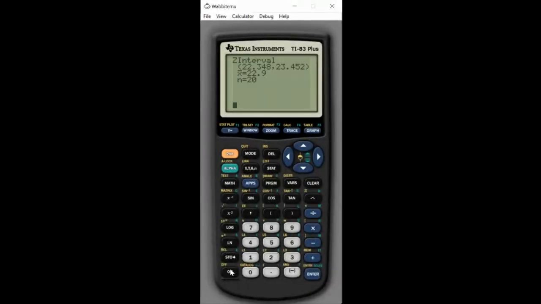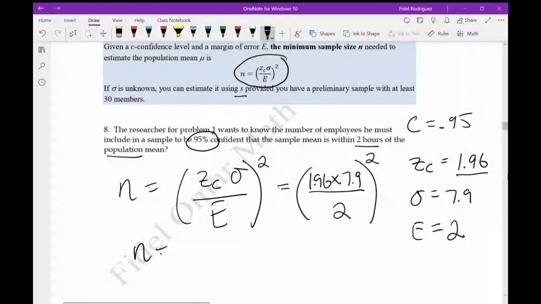Okay, so on my calculator, let me turn it on, let me clear this. So I'm going to go parentheses, because that's what I have, 1.96 times 7.9 divided by 2, close my parentheses off, and then we're going to square it. So here's my square button, and I'm going to hit enter, and I'm coming up with about 59.94 if I go to 2 decimal places. 59.94. So we'll explain what that means. So we said N was 59.94.